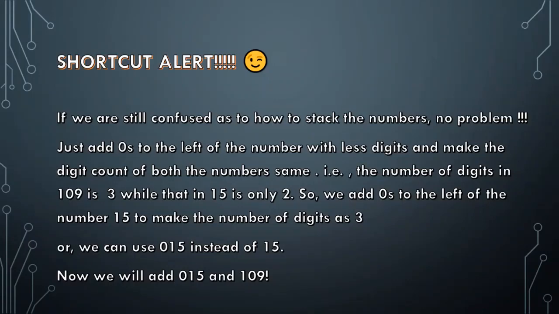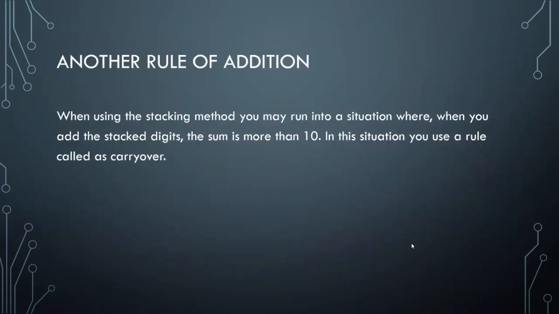If you are still confused as to how to stack numbers, no problem. Just add zeros to the left of the number with fewer digits and make the digit count of both numbers the same. That is, the number of digits in 109 is 3, while in 15 it's only 2. So we add zeros to the left of the number 15 to make the number of digits 3. Or we could use 015 instead of 15. Now we can add 015 and 109.